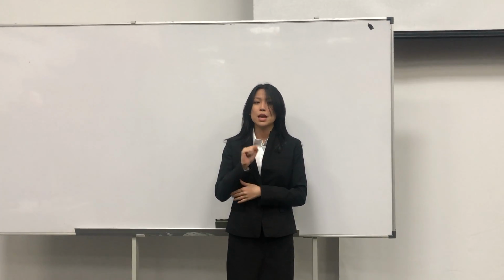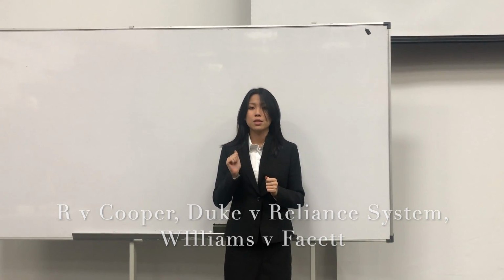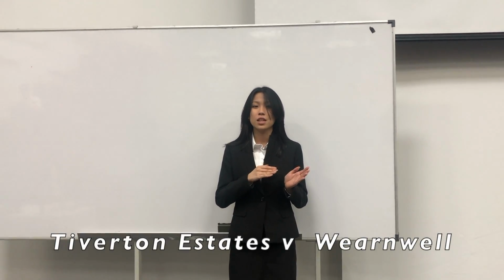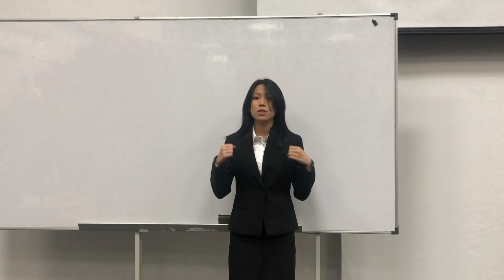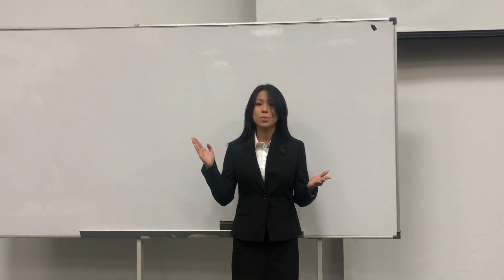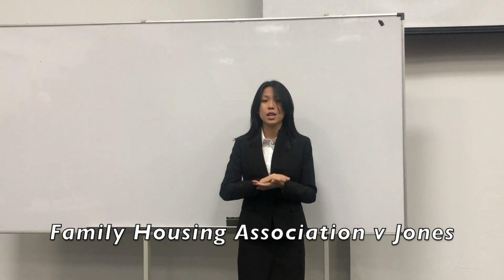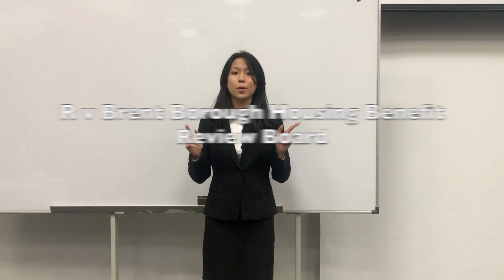This was interpreted in R against Cooper, Duke against Reliance Systems, and Williams against Fawcett. The second one will be 2 conflicting decisions, which was then interpreted in Tiverton Estates against Wearwell. Lastly, there is a Supreme Court decision which effectively overrules the Court of Appeal's decision and interpreted in Family Housing Association against Jones. Lastly, the proposition of law that is not subject to consideration due to the case of R against Brent Borough Housing Benefit Review Board.